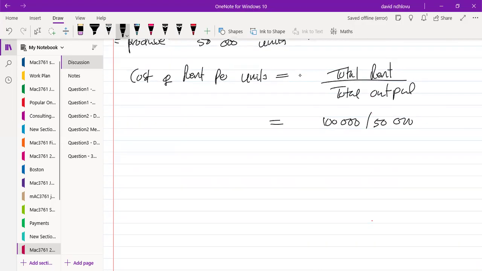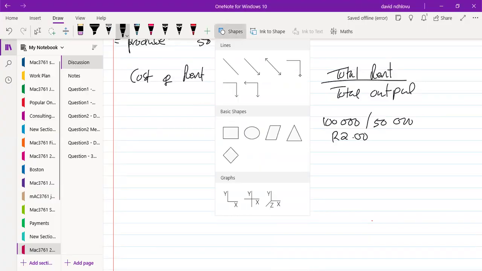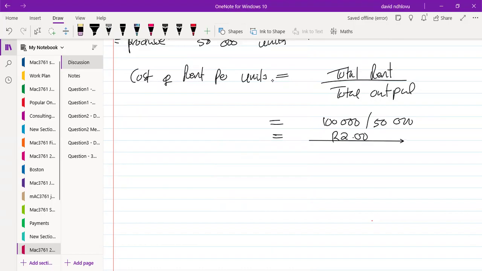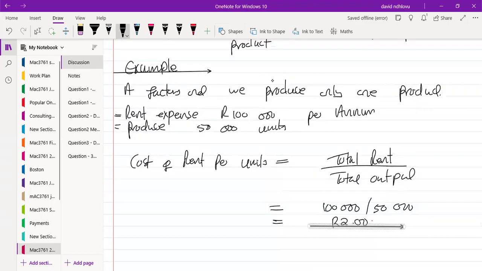So we are very clear in this situation that we have got 2 rand per unit. So per each unit that we produce, we can accurately determine that it actually costs 2 rand to produce that unit. Now, this is simple and easy to calculate because the total amount of rental that we have, which is 100,000, was actually incurred specifically, directly attributable to this product that we produce. So therefore, rent in this instance is actually a direct cost.